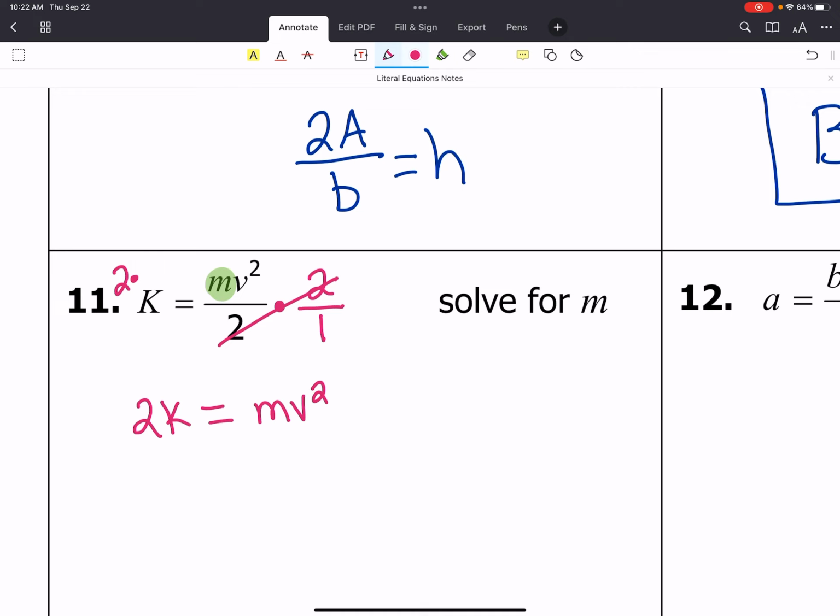And again, I'm solving for m, so that v squared is not going to be a problem at all. It's being multiplied, so we're just going to divide. The inverse operation is division. And I'm left with m equals 2k over v squared. And I made a mistake. Did you see my mistake? That k is capital, and I wrote it as if it was lowercase. So I fixed it.